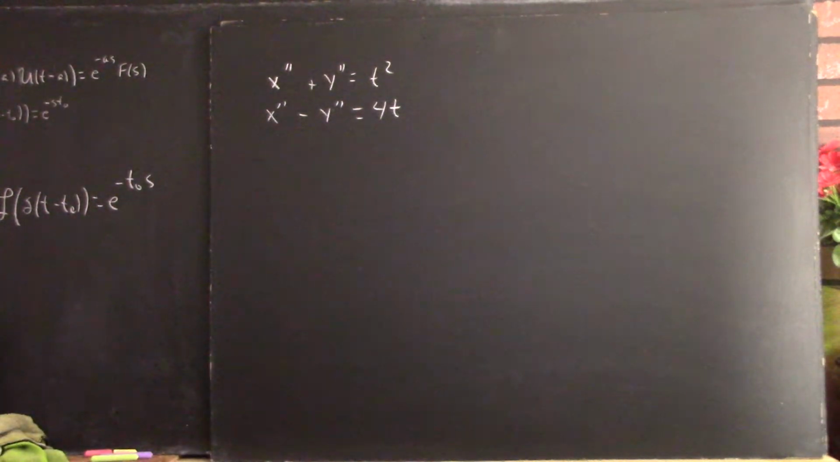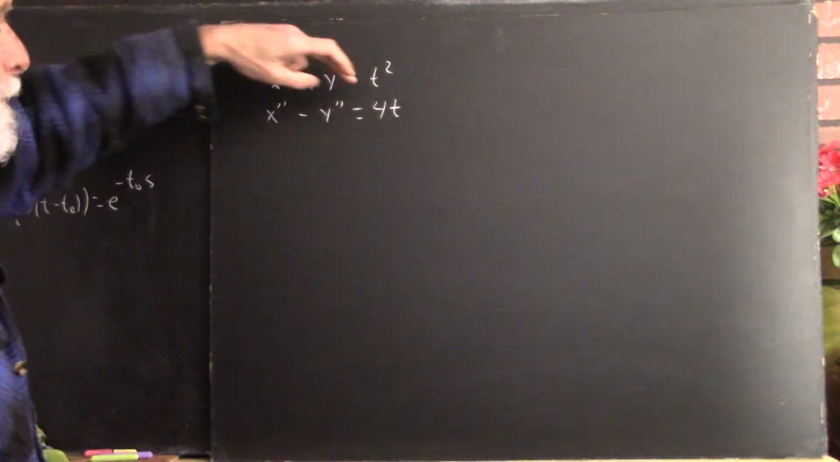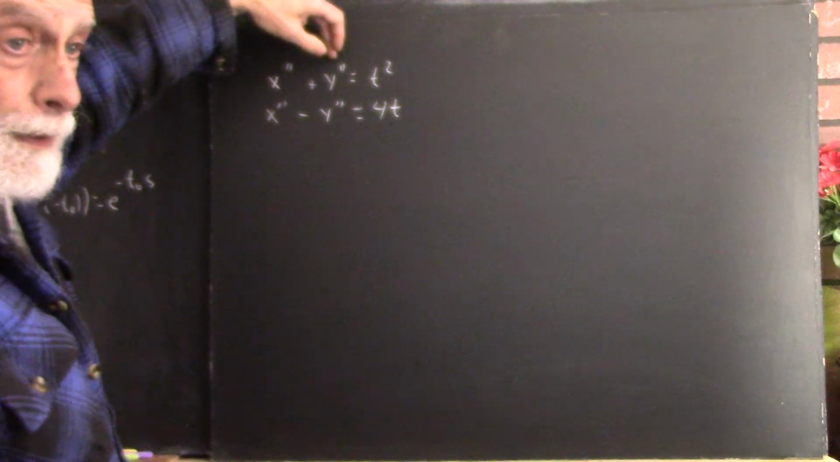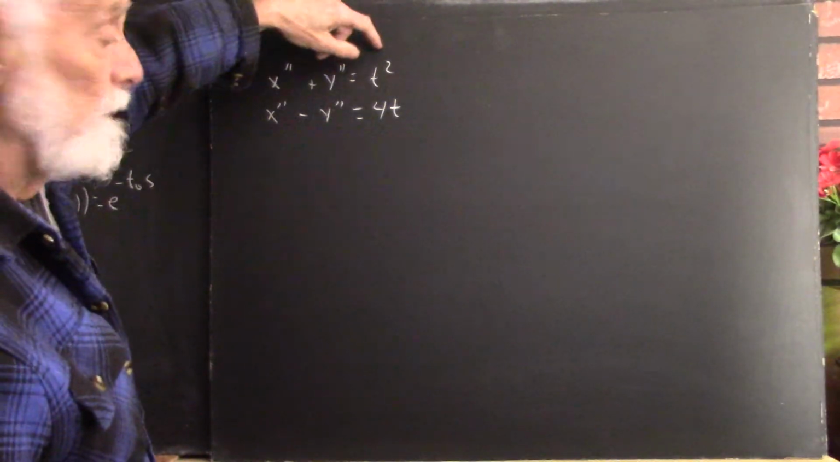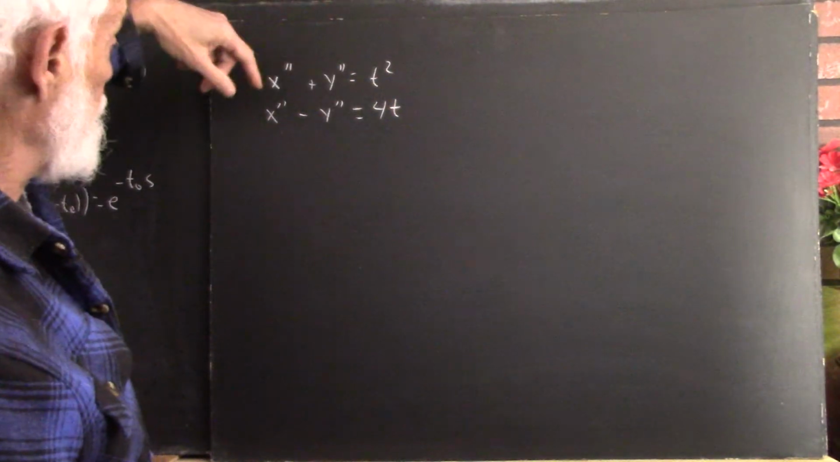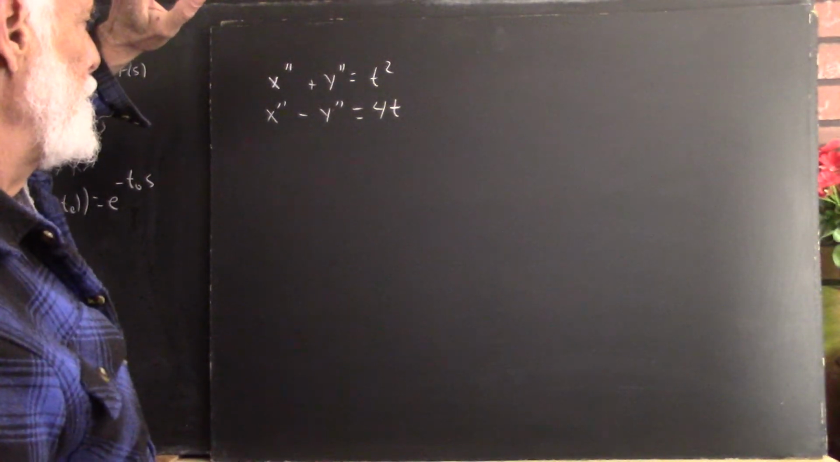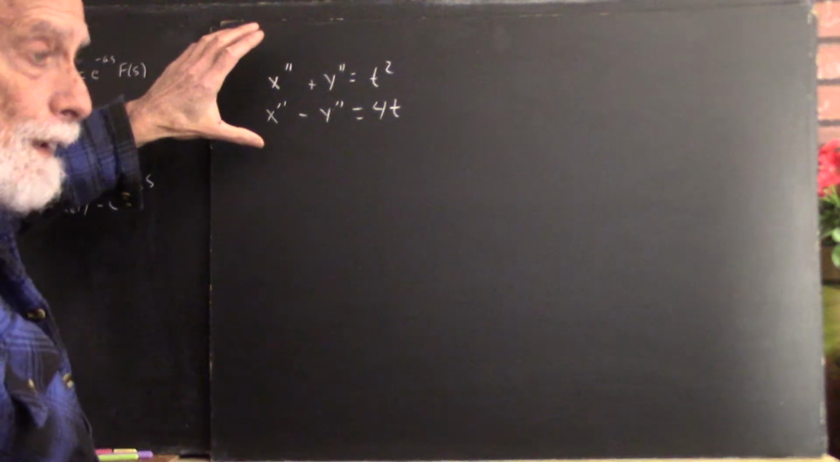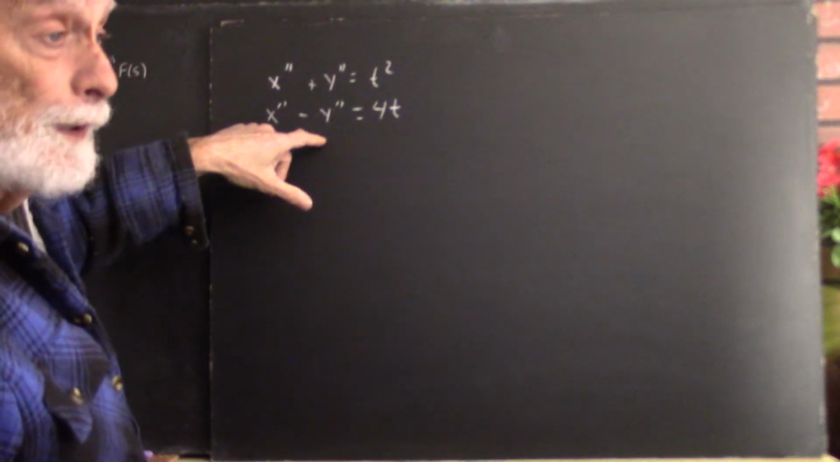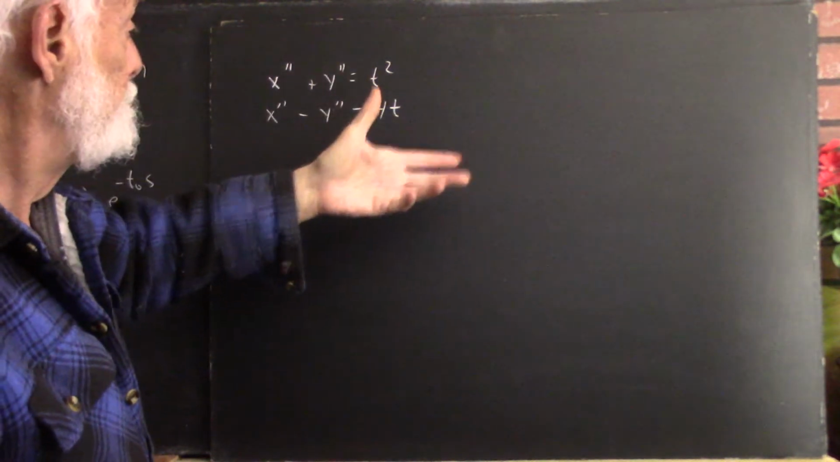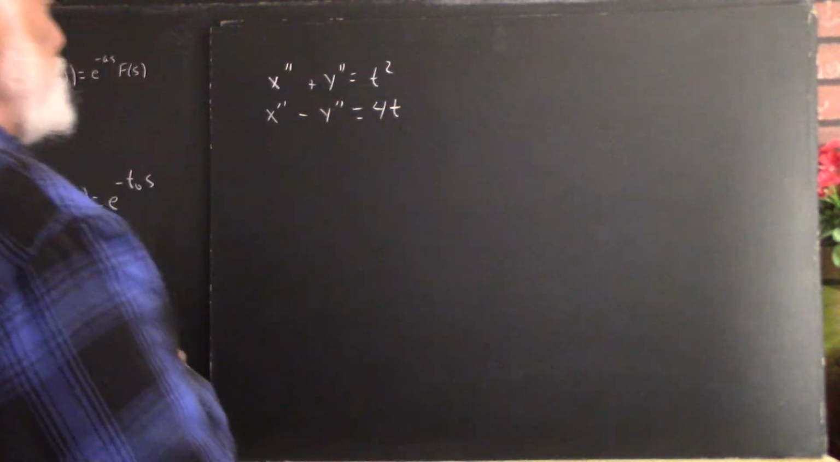Okay. We have these two equations with x double primes and y double primes, and whatever non-homogeneous part you have over here. It should be immediately obvious that if we add these equations, we eliminate y from the whole thing.